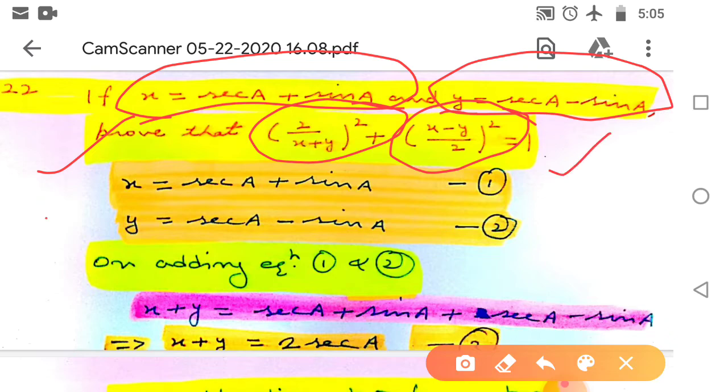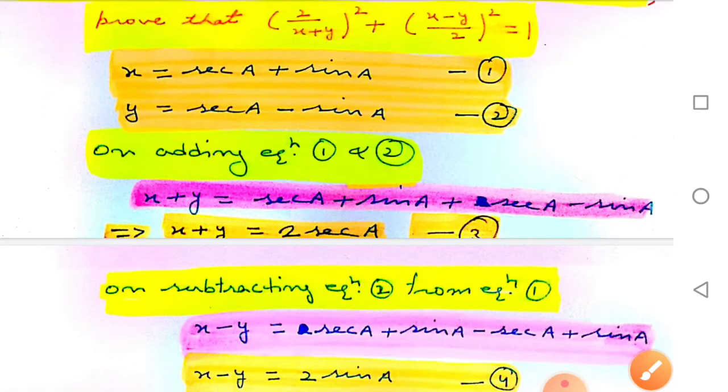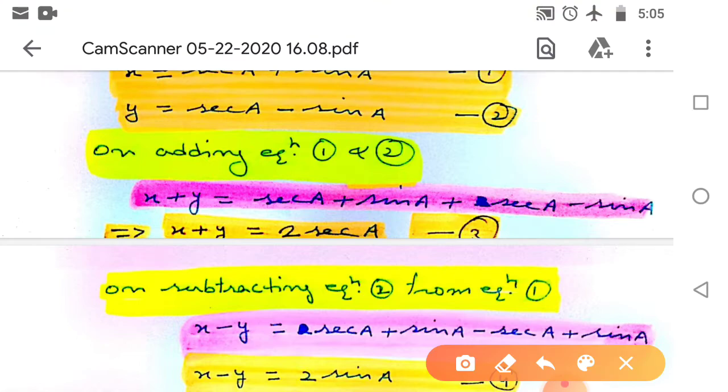So, it is given that x is equal to sec A plus sin A and y is equal to sec A minus sin A. Clear? So, we need x plus y. On adding equation 1 and 2, x plus y is equal to sec A plus sin A plus sec A minus sin A, and ultimately the value of x plus y is equal to 2 sec A. This is equation number 3.